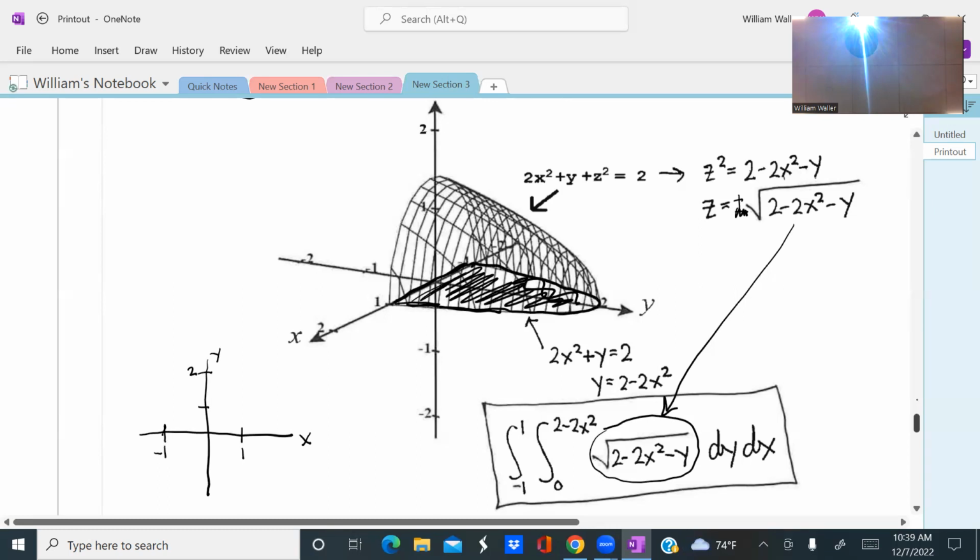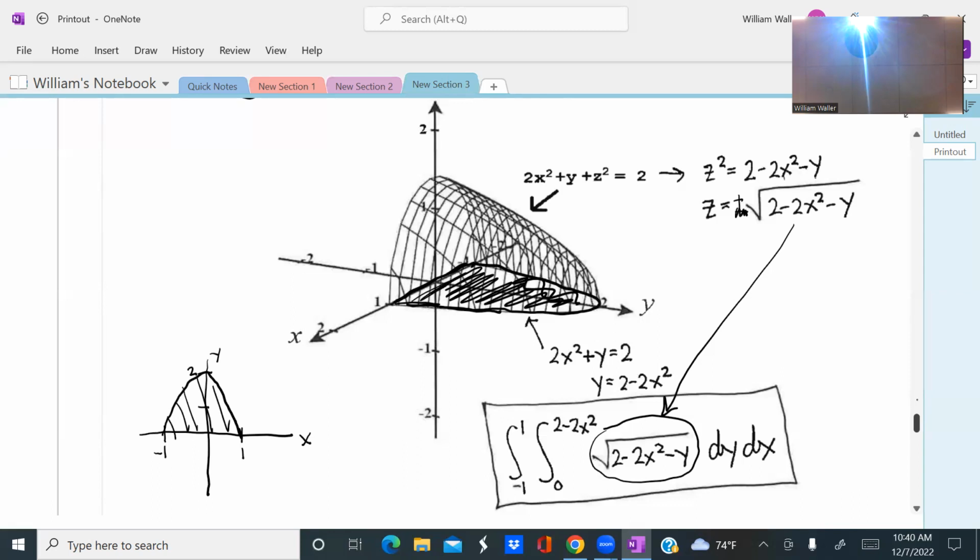And of course, you're going to connect these points with a parabola, like this, right? That's what it looks like. However, we now need to know the formula for this parabola. How do you find that? That's just the trace of this surface in the xy plane. So what do you do to find that? Set z equal to 0, right?